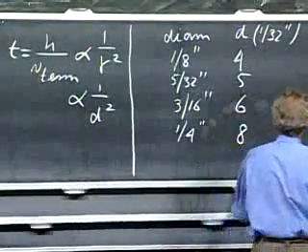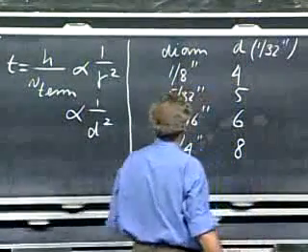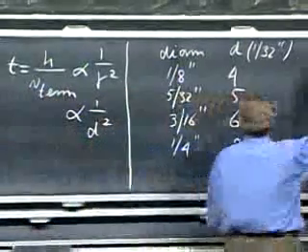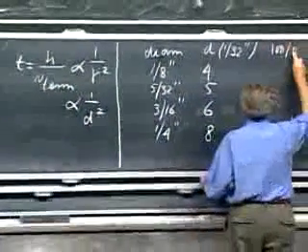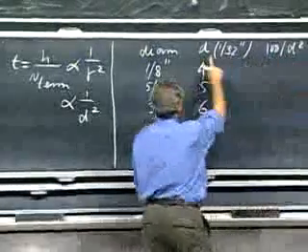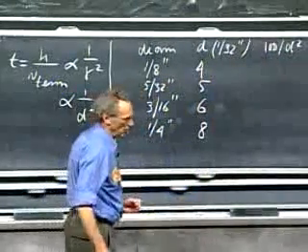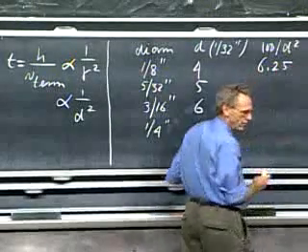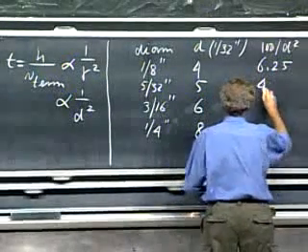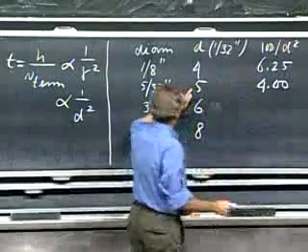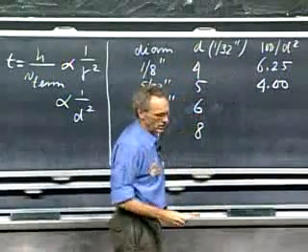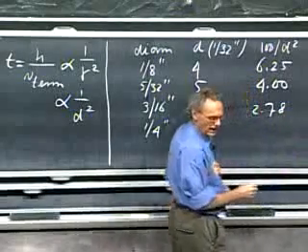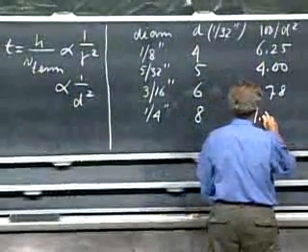What I'm going to plot is not 1 over d squared, but to get some nice numbers, I'm going to plot for you 100 over d squared, whereby d is then in these units 1/32 of an inch, and that gives me some nice numbers. Then I get a 6.25 here, I get a 4.00 here. You can see 100 divided by 25 is exactly 4. I get 2.78 here, and my last number is 1.56.